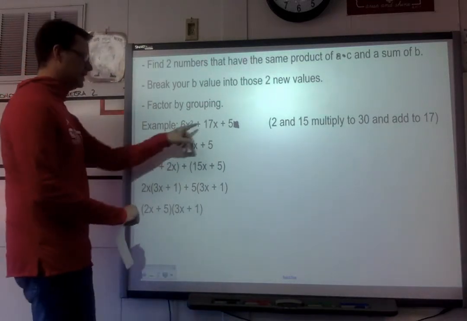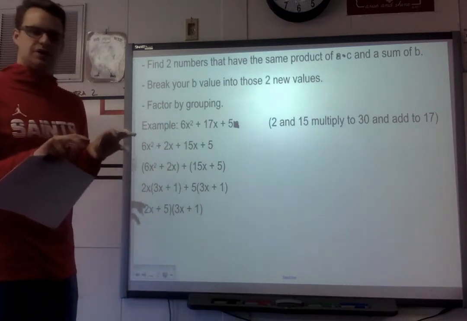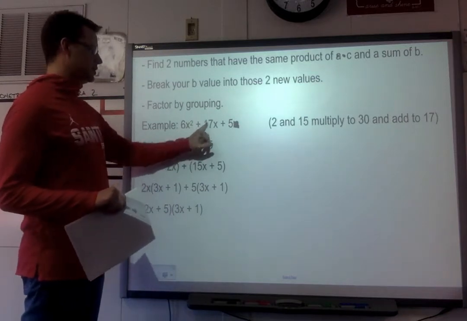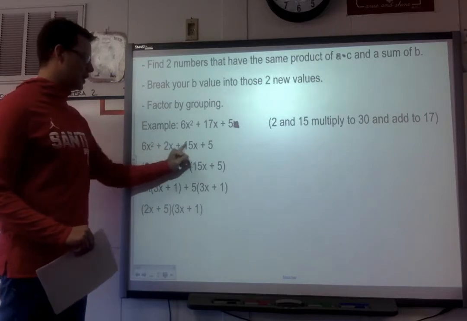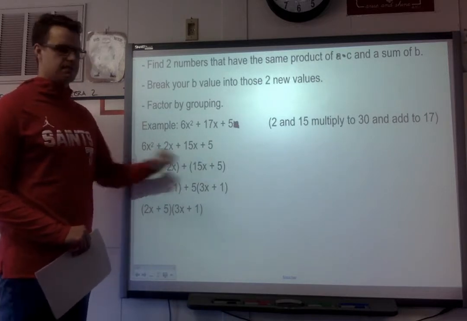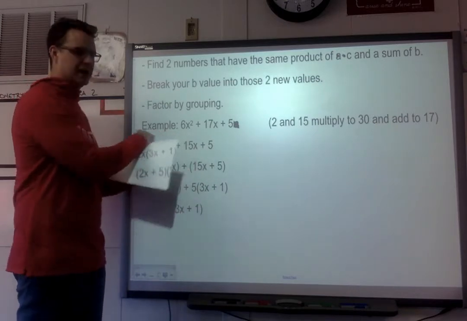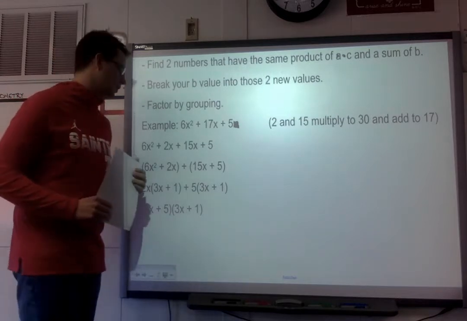Then we break that b value into two separate values, which are those two numbers we just came up with. So instead of 6x squared plus 17x, we have 6x squared plus 2x plus 15x plus 5. It doesn't matter which order you have those 2x and 15x in. When we factor by grouping, you'll get the same answer either way.